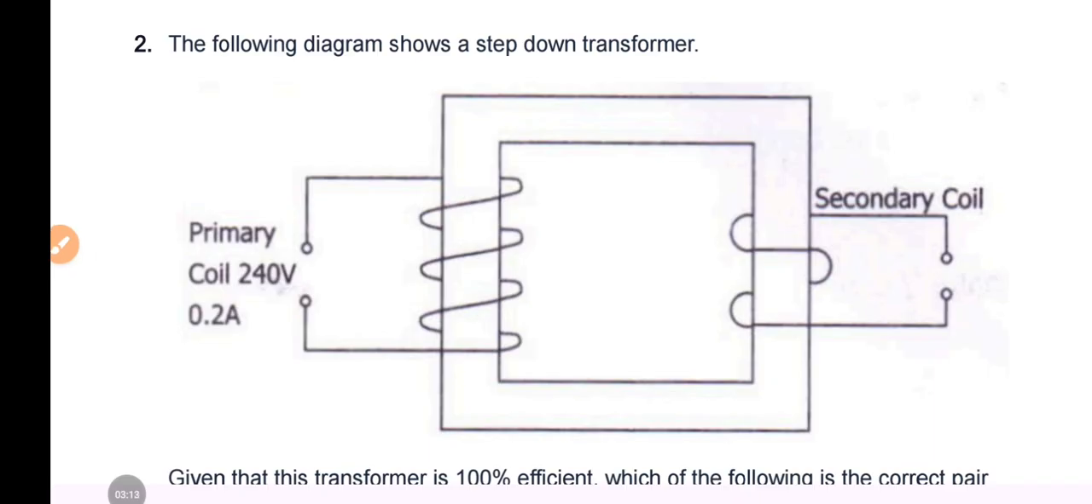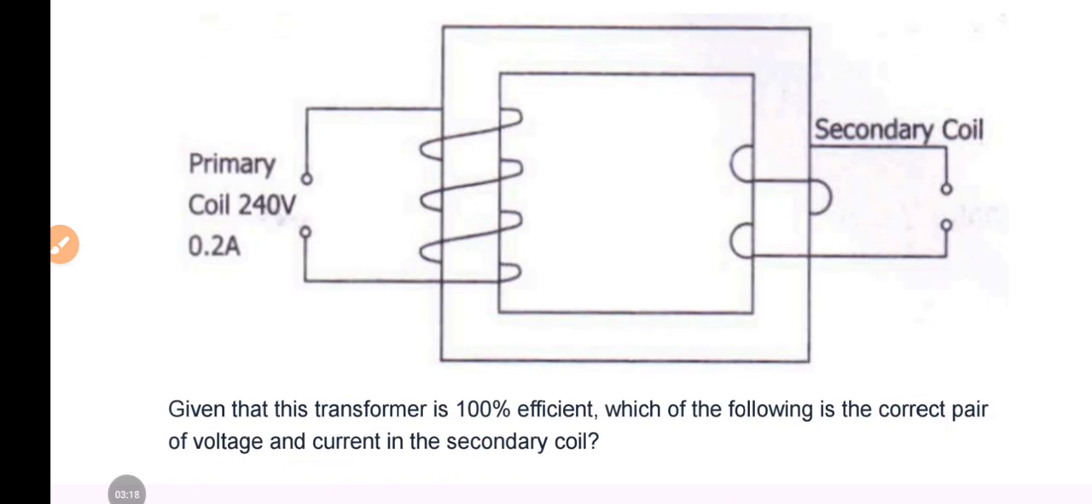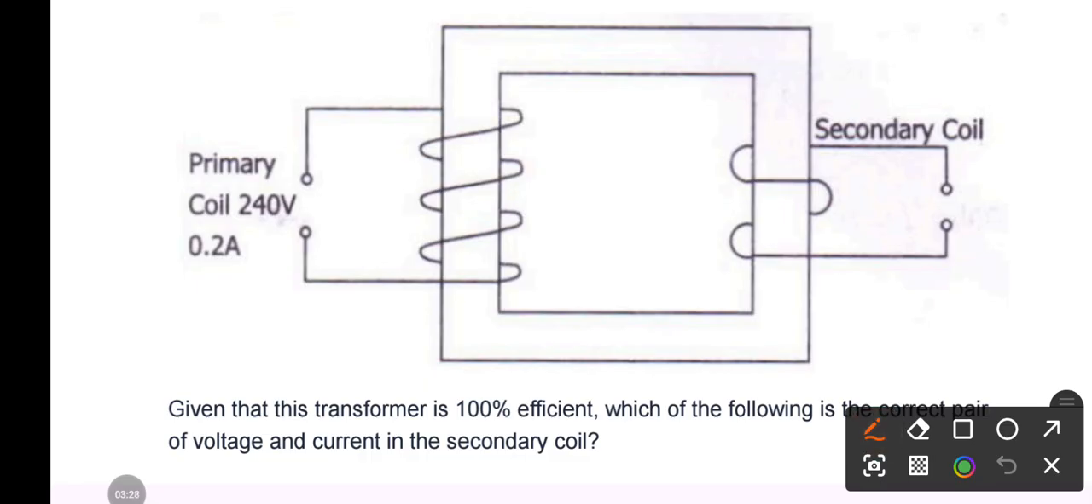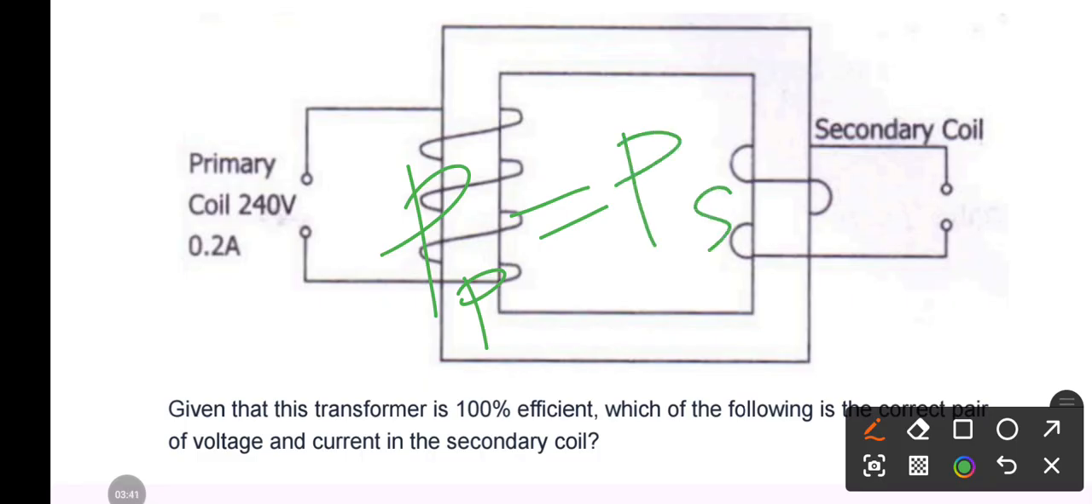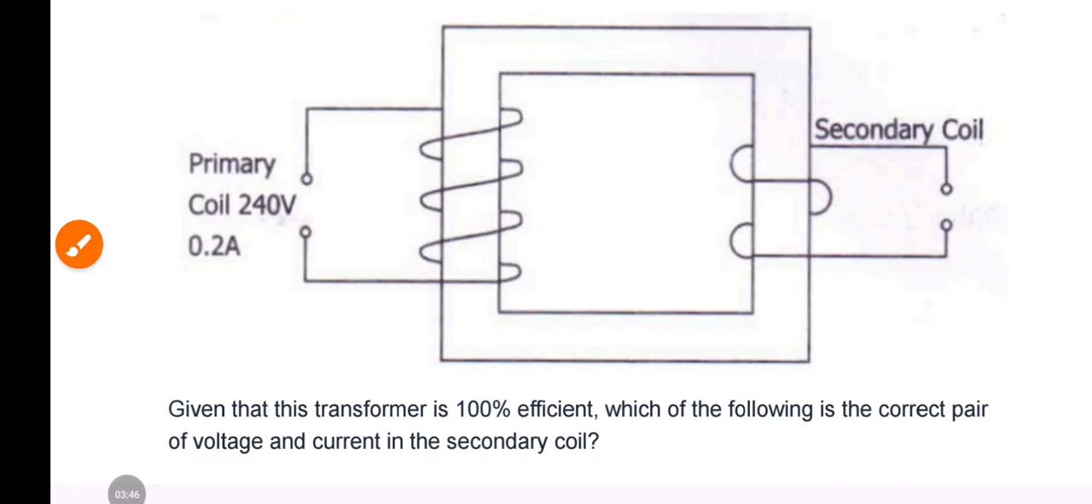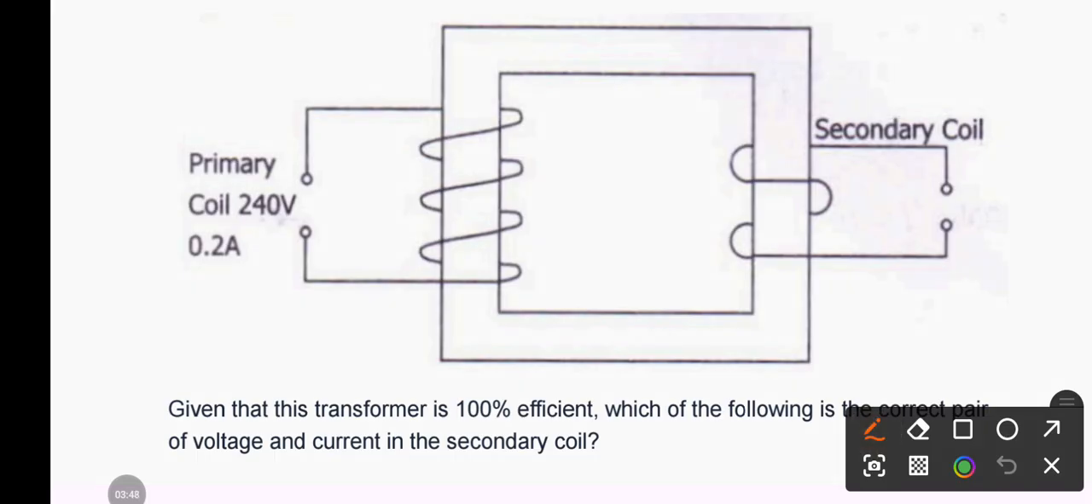Alright, question 2. The following diagram shows a step down transformer. Given that this transformer is 100% efficient, which of the following is the correct pair of voltage and current in the secondary coil? The statement 100% efficient means that there is no power loss. Therefore, it is safe to assume that power at the primary coil is equal to the power at the secondary coil.